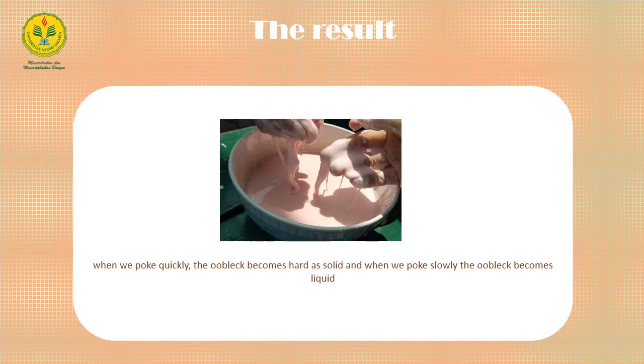The result: when we poke quickly, the Oobleck becomes hard as a solid, and when we poke slowly, the Oobleck becomes liquid.